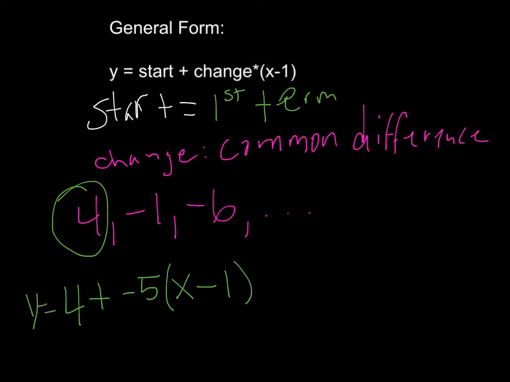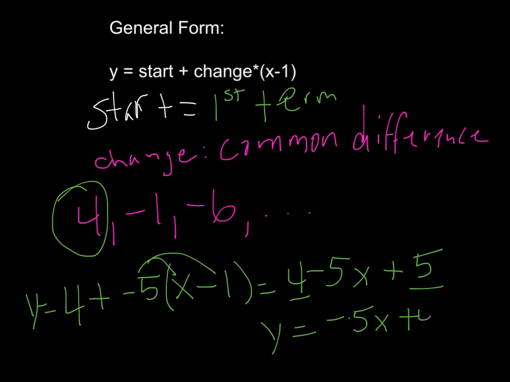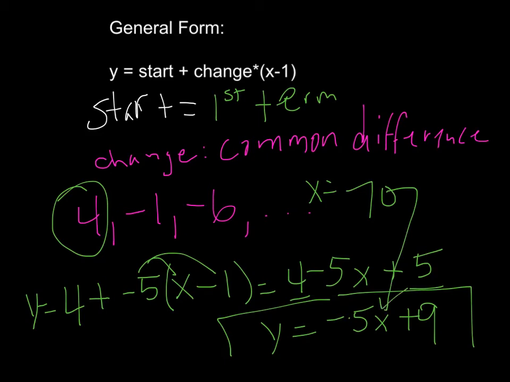This is just the general plugging in, and then we would still have to distribute and collect like terms. So that's going to equal 4 minus 5 times x minus 1. A negative times a negative is a positive, so it's going to be plus 5 when I distribute the -5. Collect like terms, and we will have y equals -5x plus 9. Now, if I wanted to find the 70th term, guess what I do? I take x equals 70, plug it in right there and do the math.